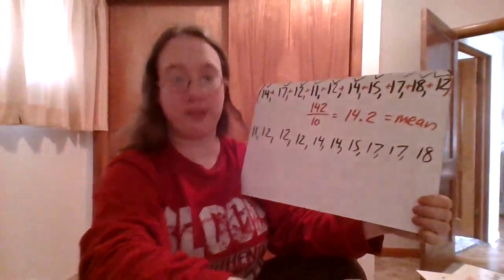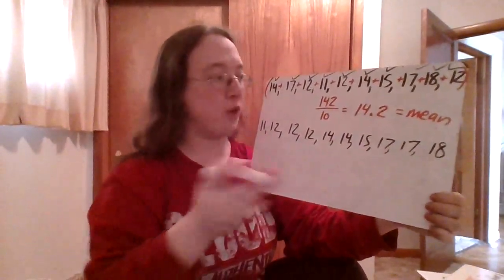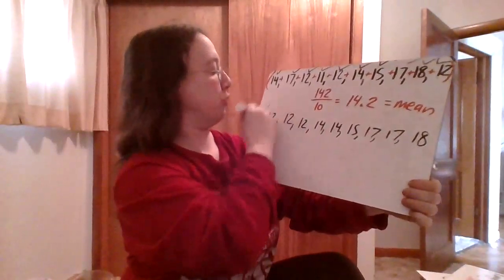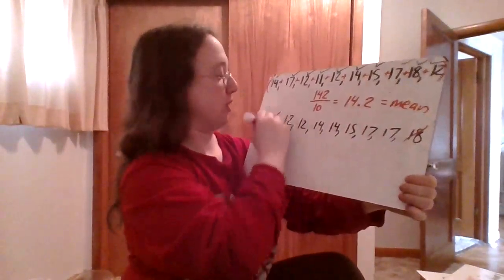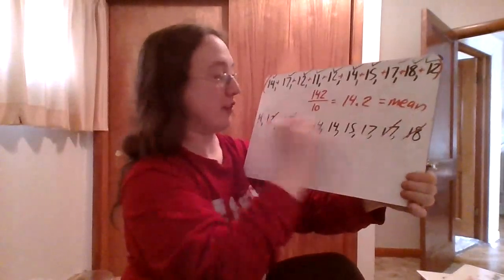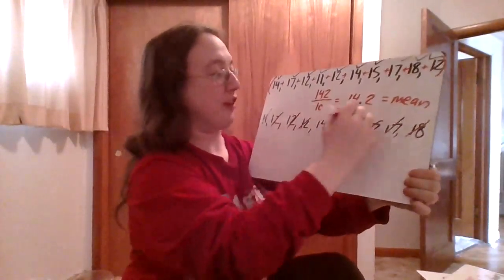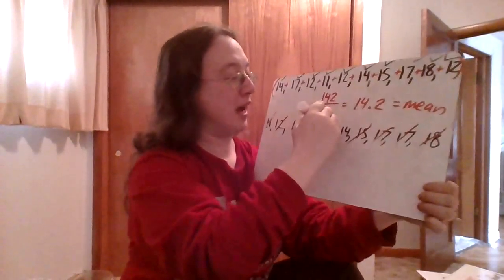Okay, and now that they're in order, we're just looking for which one of those is in the middle. So we're just going to check off one on the ends one by one. So we're going to cross these off, it's not those. Cross these off, it's not those. Cross these off, it's not those. Cross these off, it's not those. And then we have 2 left.